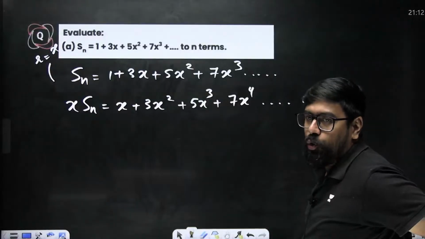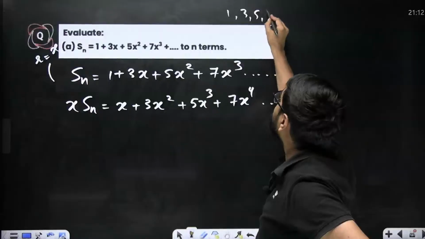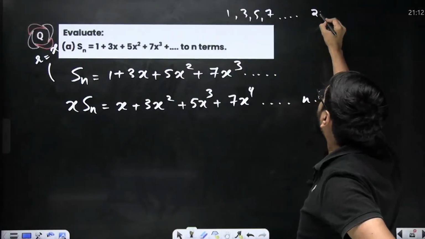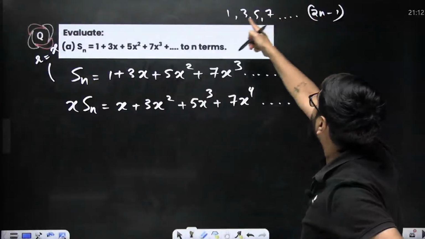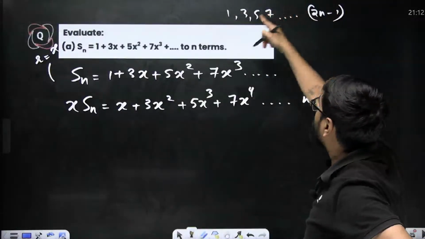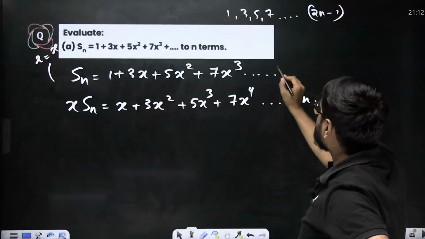How can I write? 2n minus 1, right? 1, 3, 5, 7. The general term will be 2n minus 1. Do you understand directly now? General term: n equal to 1 will give you 1, 2 into 1 minus 1 is 1. n is equal to 2, that means 4 minus 1, that means 3. So this will be the general term.